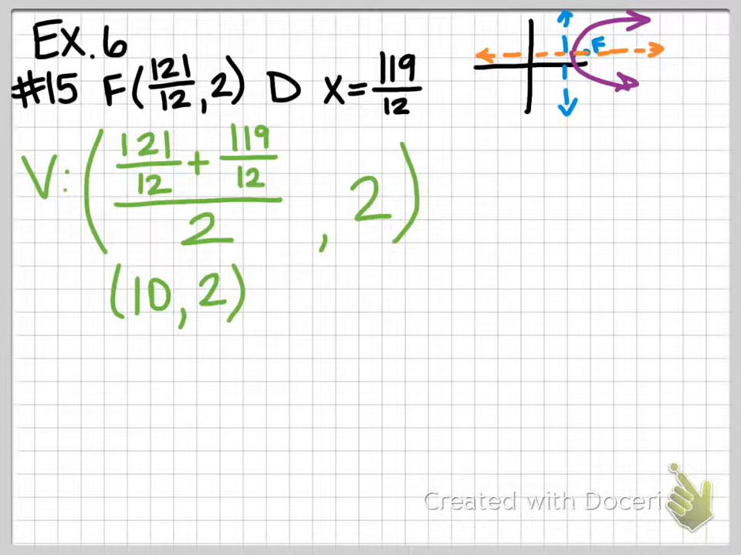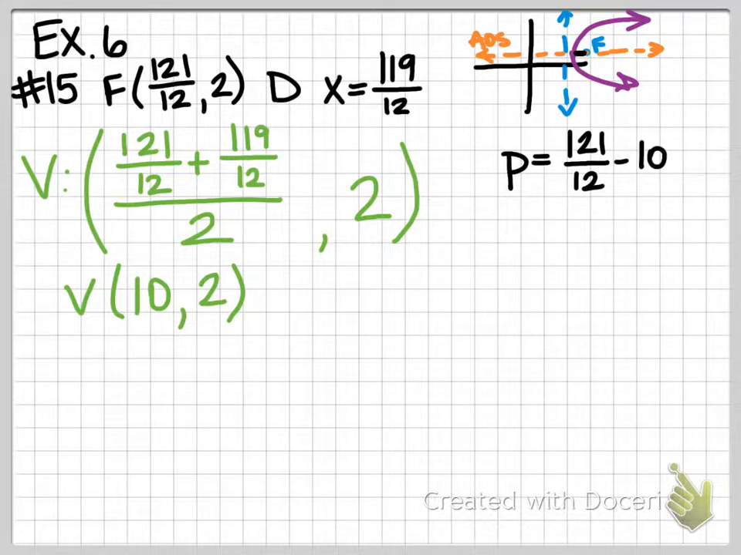Okay, so then I need to find out p, the distance from the focus to the directrix. So to find that distance, we're going to say the focus value, 121 over 12, minus the vertex value. We're just going to find the distance between the two. And if I do 121 over 12 minus 10, this turns out to be 1/12.